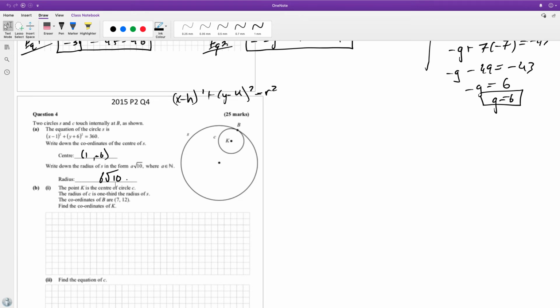So that means jumping from here to here is the full length. Jumping from here to here is only 1/3 of the way. That's what we know, because it tells me that the radius of C, which is the small one, is 1/3 of the radius of S. So you have to find 1/3 of the two jumps, and you need to jump the whole way and then get 1/3.